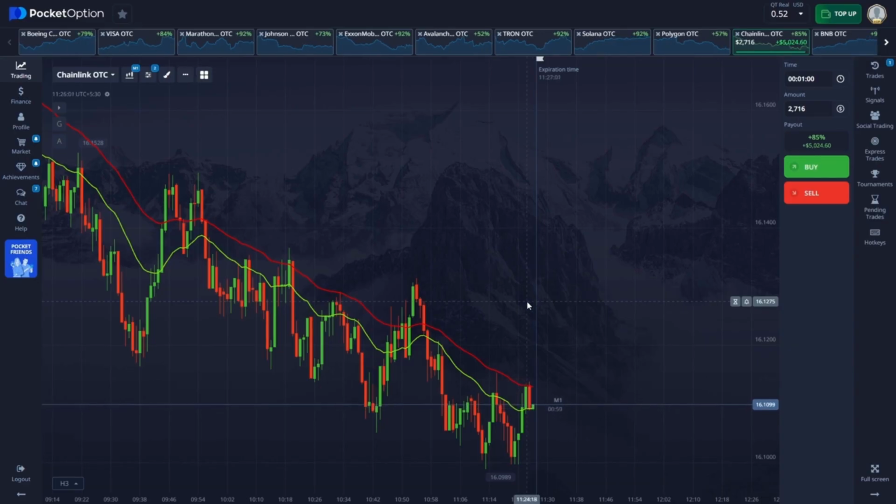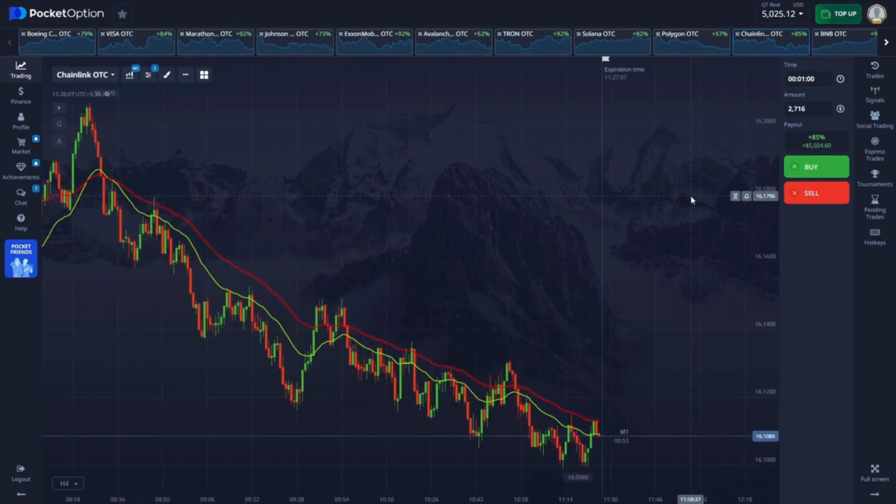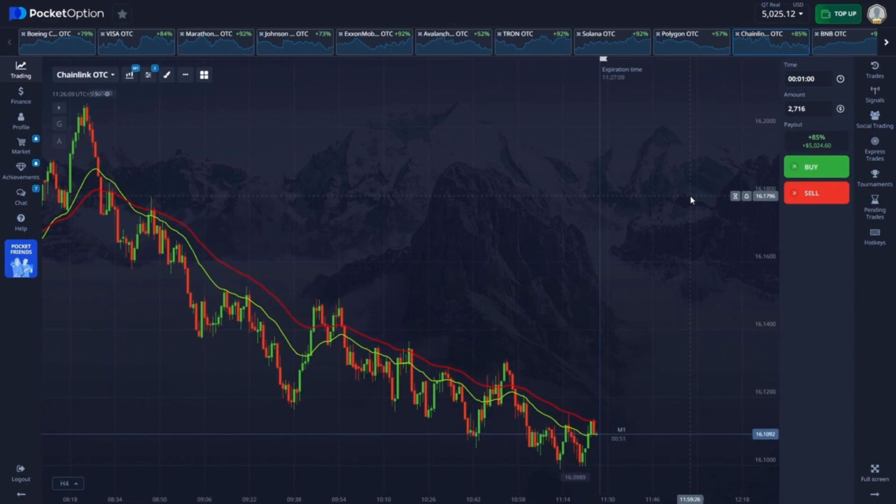Just a few seconds left and I won another trade. Now my balance has turned into $5,025. So I'll stop here. I hope you now understand how this indicator works. If you use this indicator with SNR, support and resistance, it can give you good accuracy as well.